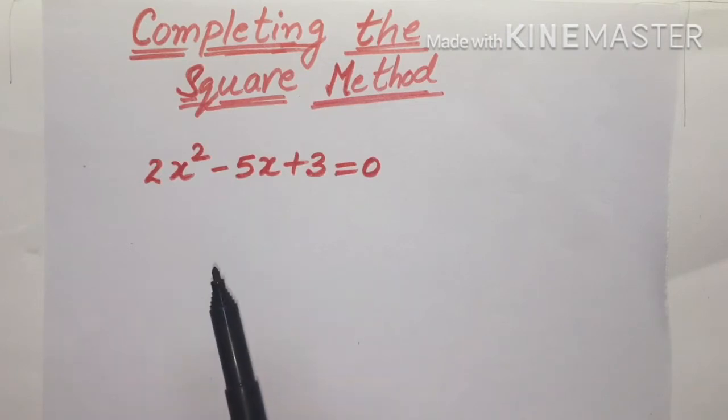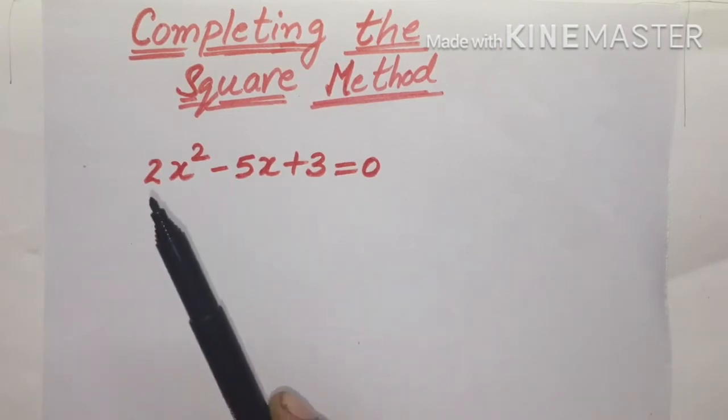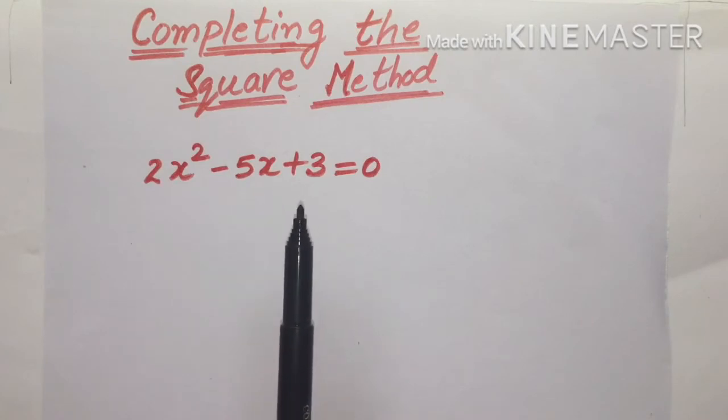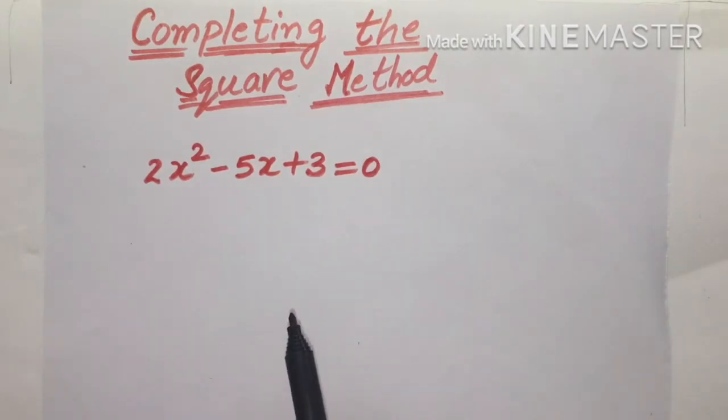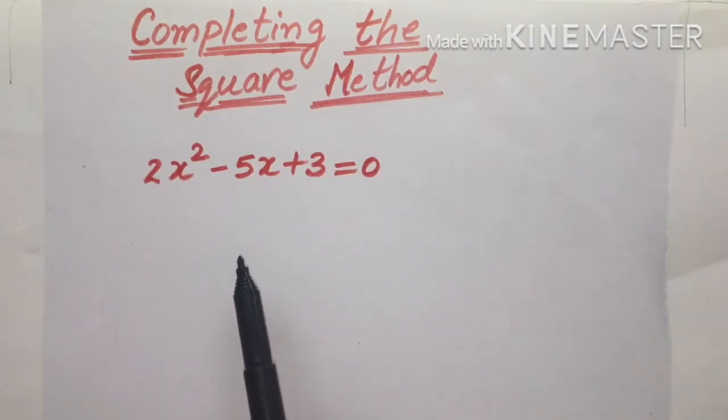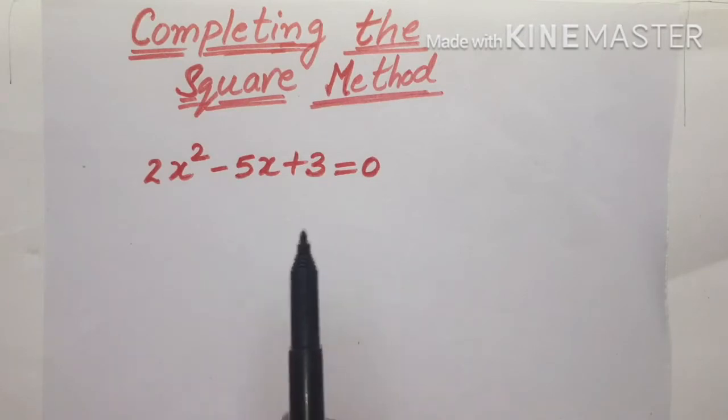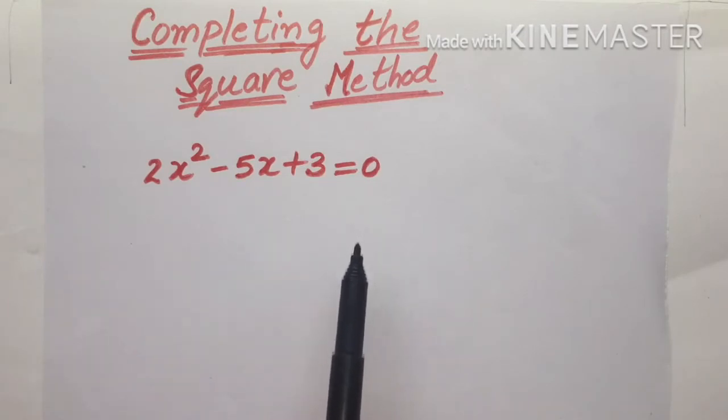Every year the examiner gives one question on the completing the square method in the paper. So this is a very easy method. We will solve a quadratic equation step by step with the help of the completing the square method.